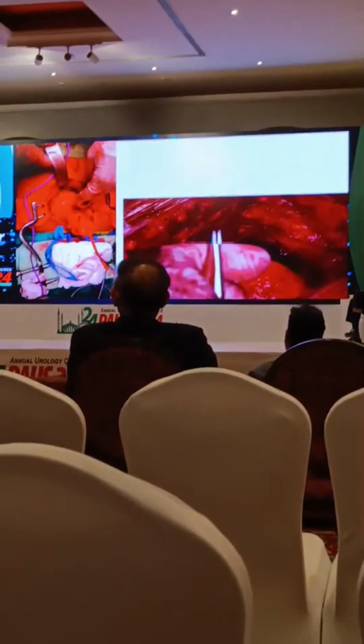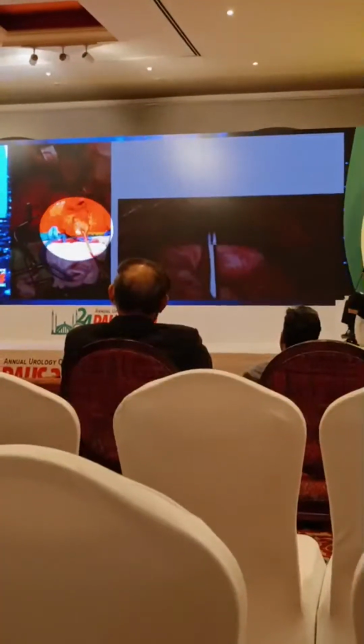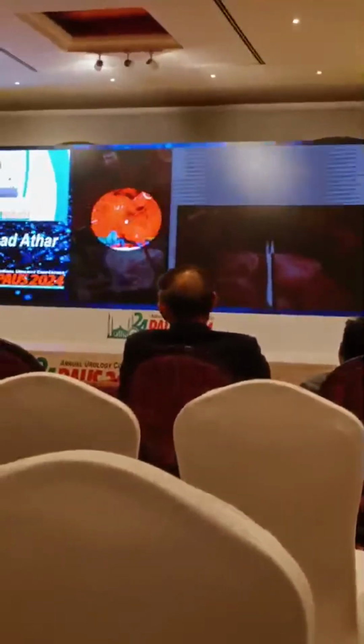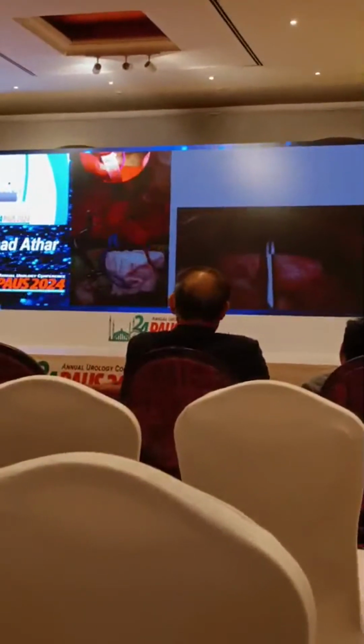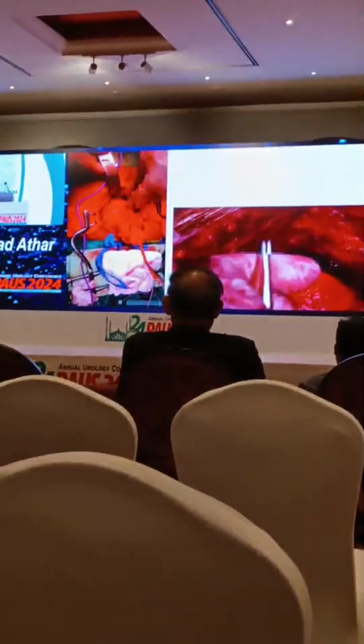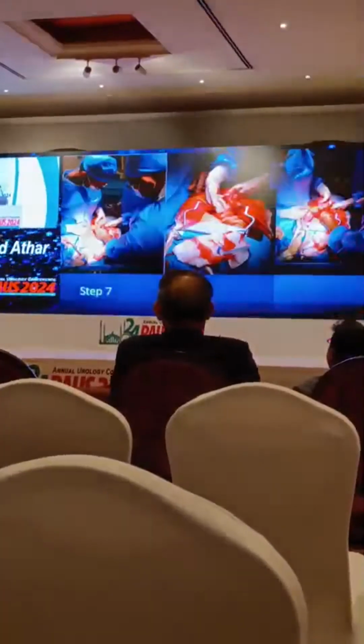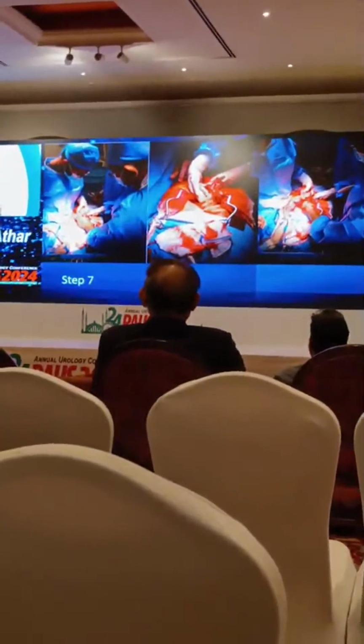So, as you can see in this picture, this is the apex of the prostate, the urethral catheter. This is the bladder, and we can just lift it up all the way. And you keep moving in this way. And you can keep moving.